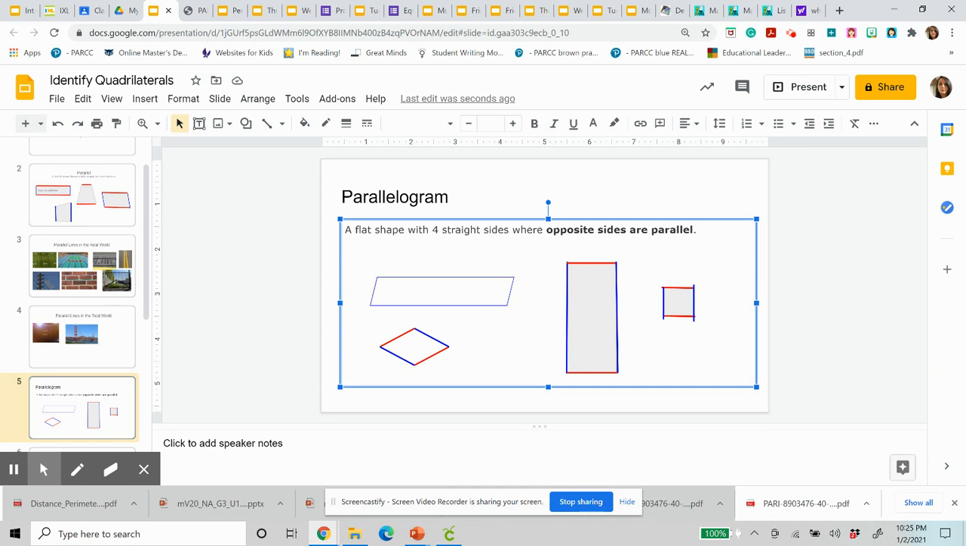So notice these. This doesn't have right angles. They're a little bit tilted. But their opposite sides are parallel. So that's a parallelogram. Same with this.